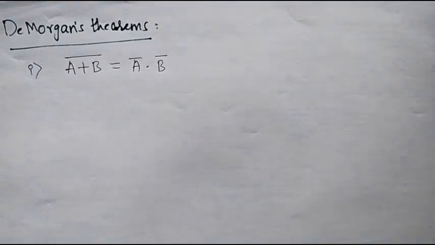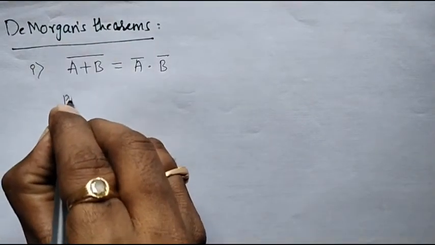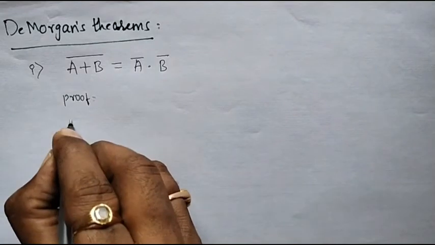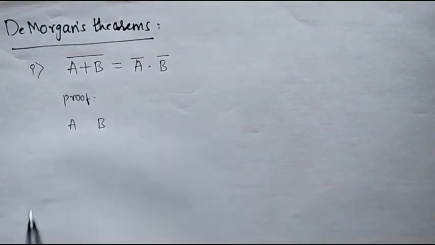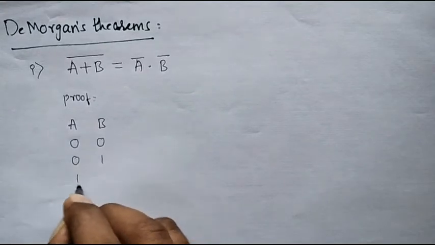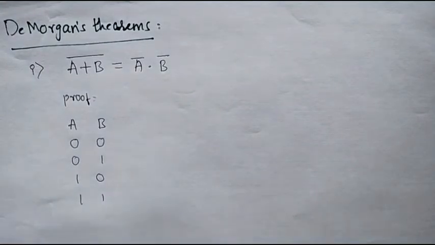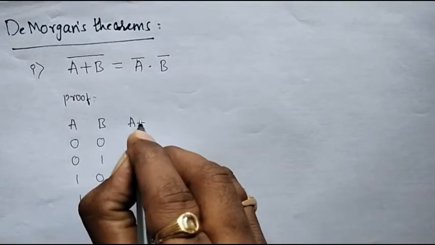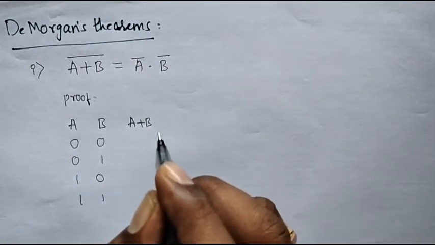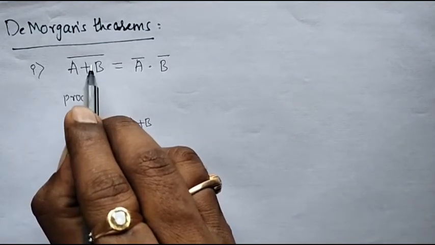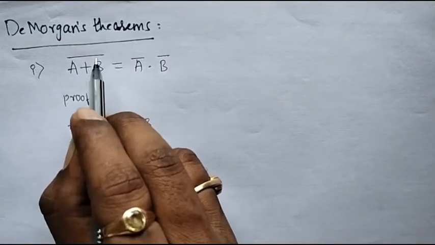Here we are using two variables. Let us prove this. We are using two variables A and B. The possible inputs are 00, 01, 10, 11. First we'll perform A plus B, because on the LHS I have (A + B) whole bar. We'll try to implement the LHS first.